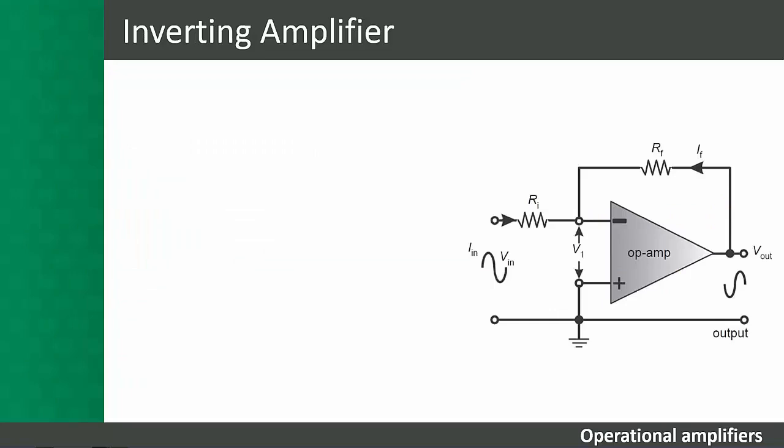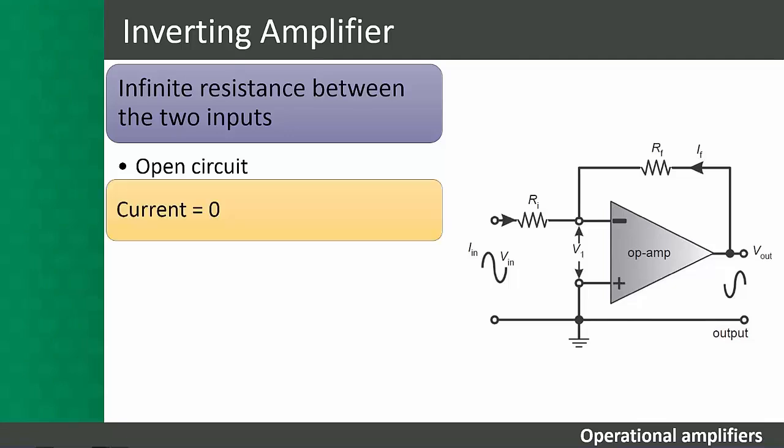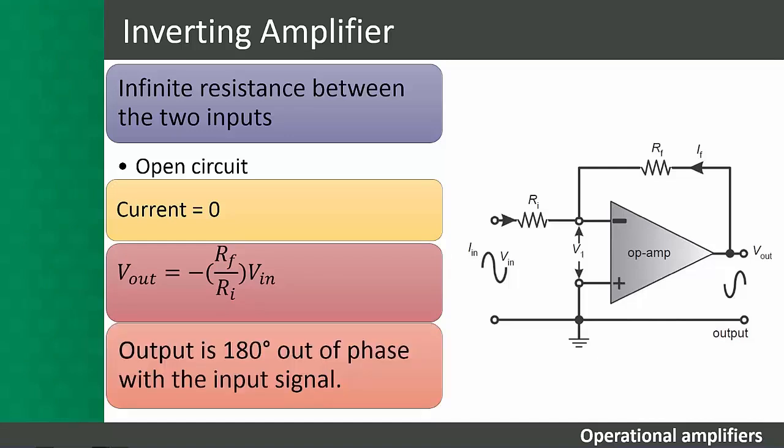The inverting amplifier. The ideal op-amp has an infinite resistance between the two inputs. It can thus be considered an open circuit. Therefore, the current flowing into the op-amp for all practical purposes equals 0. The output voltage for the circuit is given by Vout is equal to minus Rf over Ri multiplied by Vin. The minus sign indicates that the output is 180 degrees out of phase with the input signal.